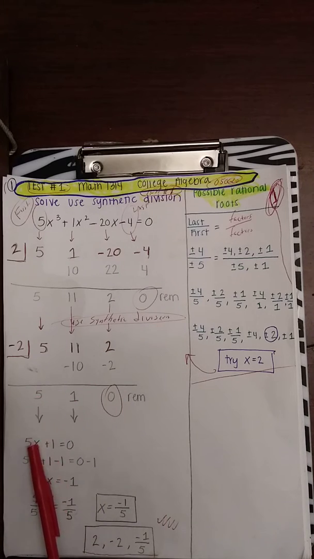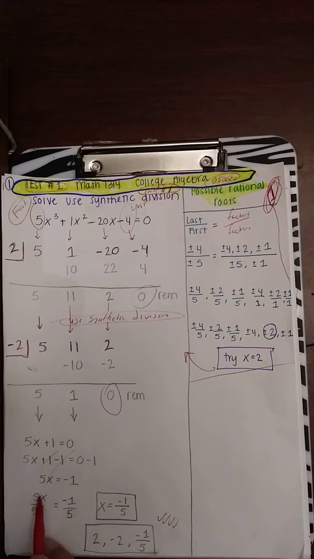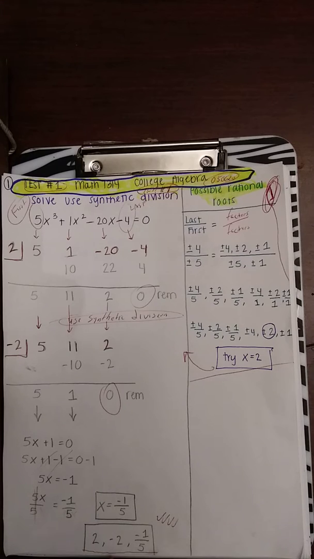So write this. 5x plus 1 equals 0. Subtract 1 from both sides. 5x is -1. Divide by 5, divide by 5. Cancels out. So we have -1/5. So the answer is 2, -2, and -1/5.